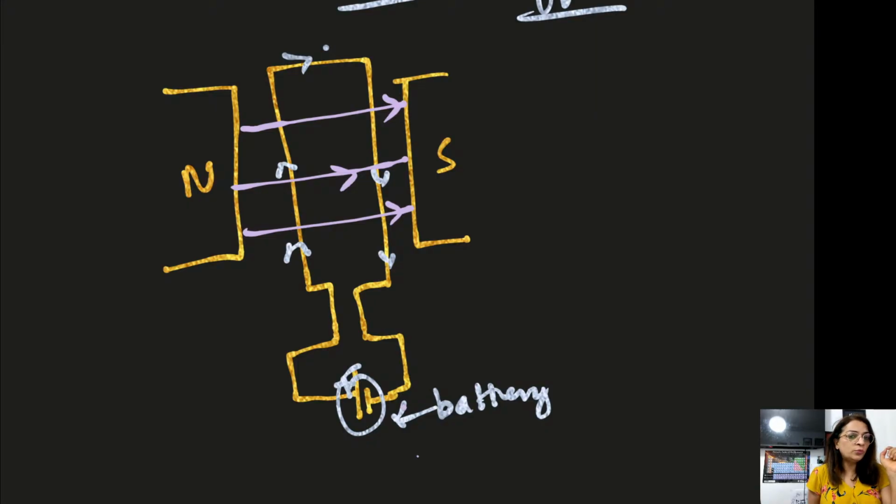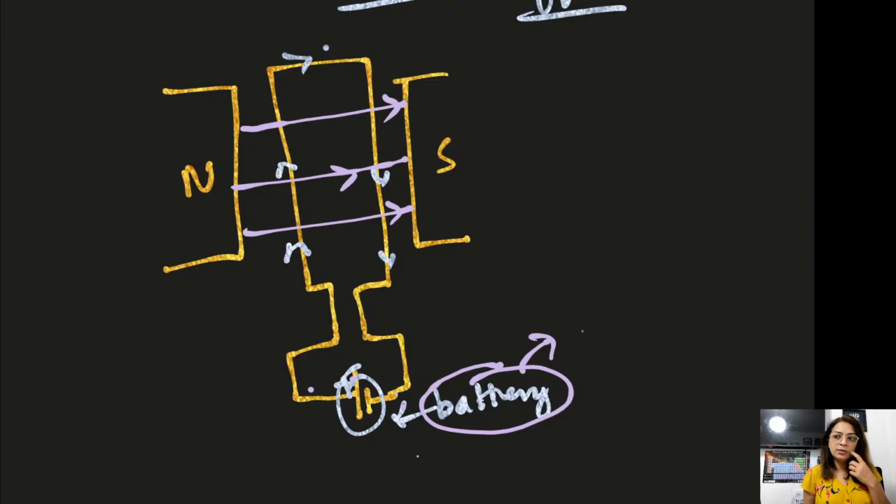First of all, you need to put a split ring commutator. I don't know whether you know this or not. Does the battery give out an alternating current or a direct current? Starting with D, I. Very good. It gives direct current.